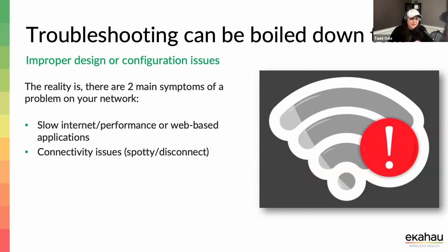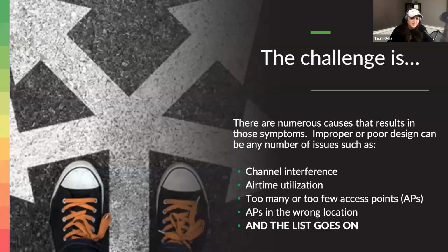And so while troubleshooting can be fairly simple in the idea that there are two main symptoms, yes, we know there are more symptoms, but there are a lot of things that can cause those problems. Thinking about the poll question, folks, we're looking at requirements: what is the problem here? Channel interference, airtime utilization. There's a dozen reasons what it could be. But from the user's point of view, it's always the same issue. The Wi-Fi doesn't work.